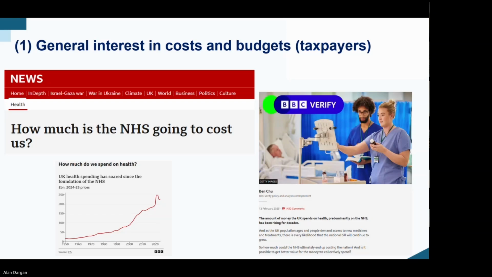The cost of health and social care does generate discussion and debate, especially when we see spending rising, as this graph on the right shows, where the UK health spend has increased for decades since the 1950s to the present day, with this trend to continue as our population ages and people demand access to new medicines and treatment.